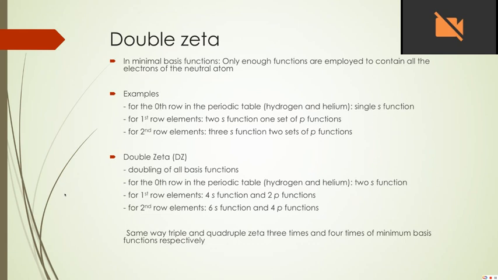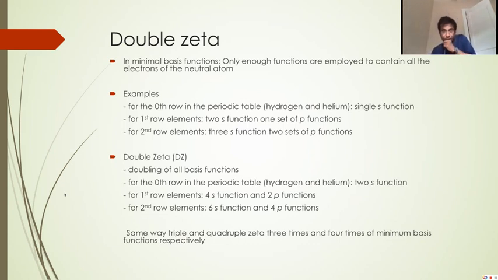Double zeta. In minimal basis functions, only enough functions are employed to contain all the electrons of the neutral atom. Examples: for the zeroth row of the periodic table, hydrogen and helium, a single S function. For first row elements, 2S functions and 1 P function. For second row elements, 3S functions and 2 P functions. Double zeta, DZ.